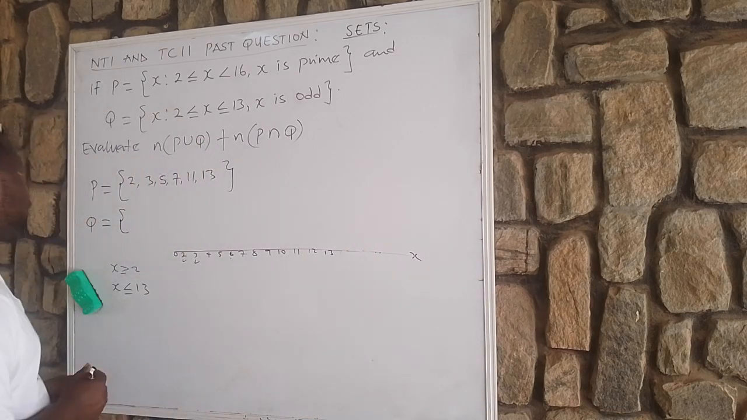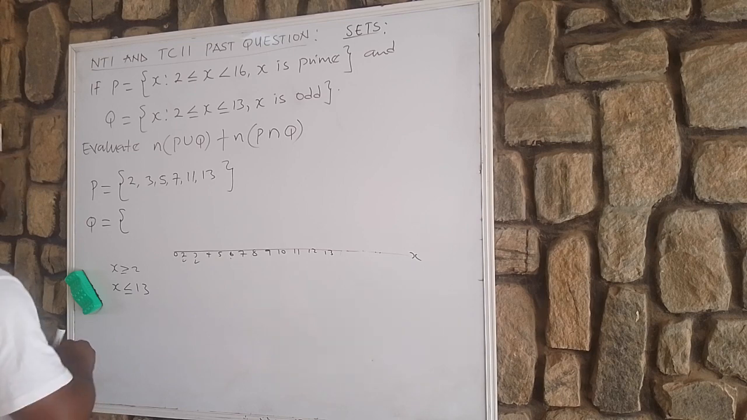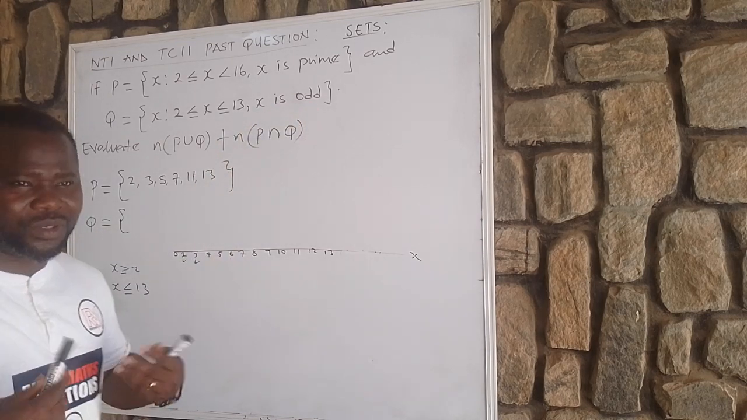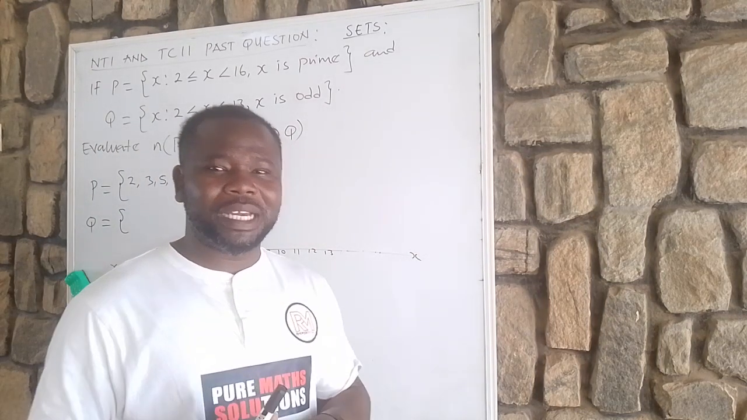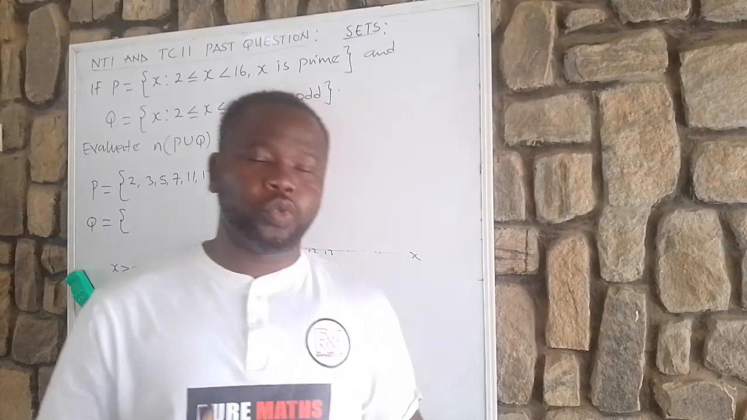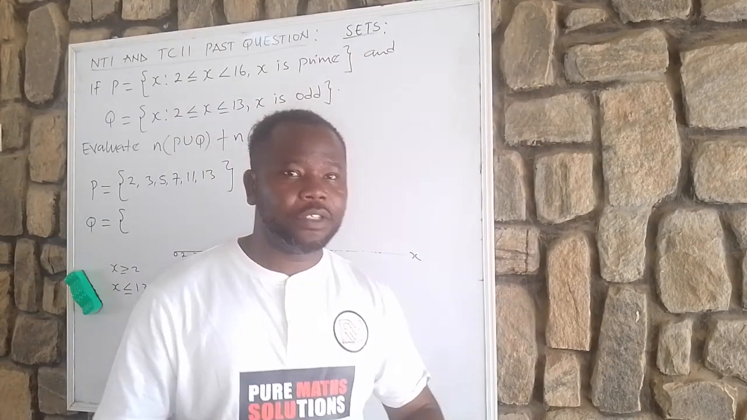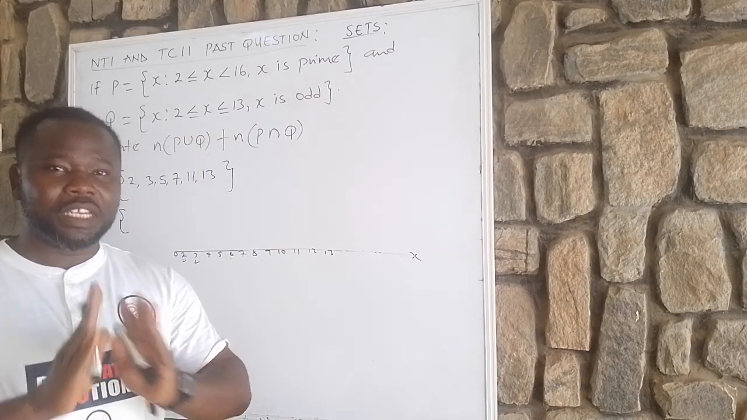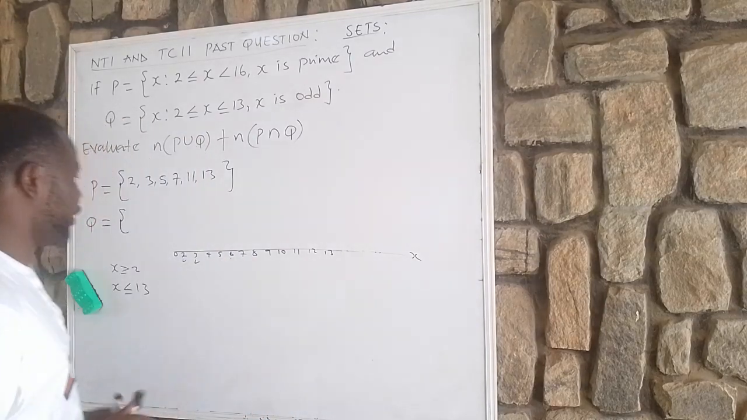Now they said x is odd numbers. What are odd numbers? Odd numbers are numbers that cannot be divided by 2. Any number that cannot be divided by 2 is an odd number. Please take note.